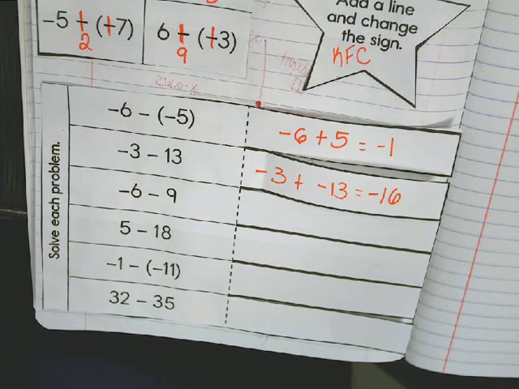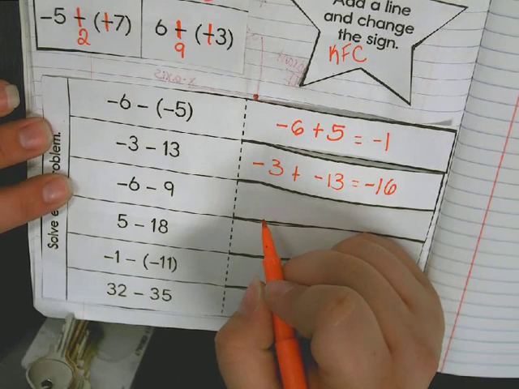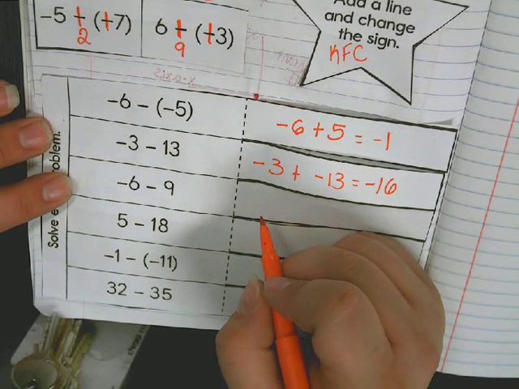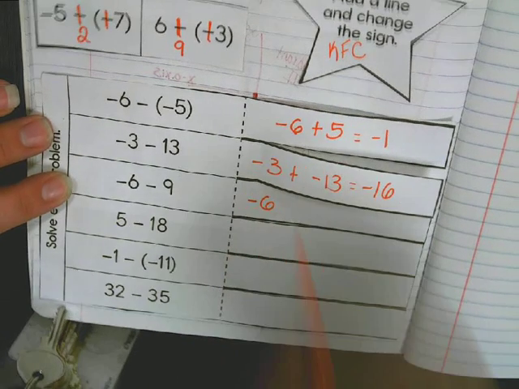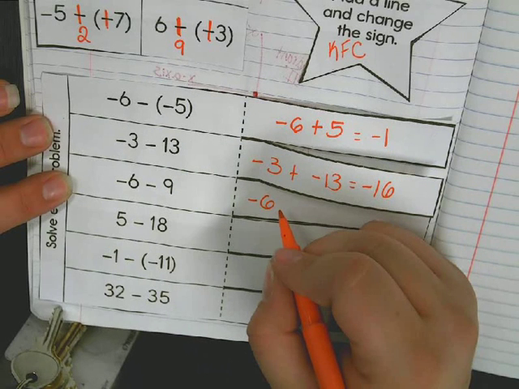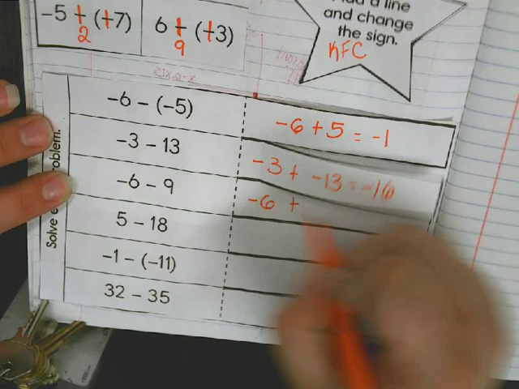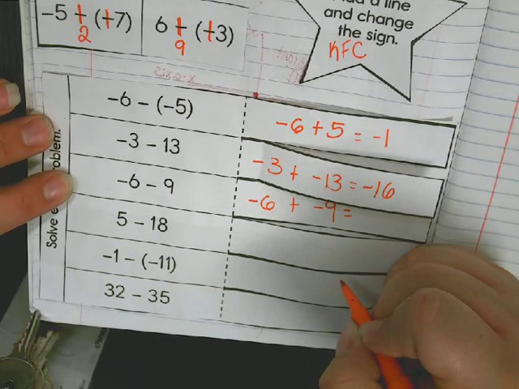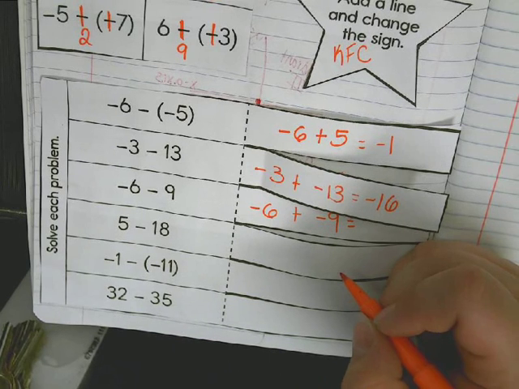-6 minus 9. How am I going to rewrite it? -6. Now let's give somebody else a chance. Kylie? -6 minus -9. Plus. Very good. So -6 plus -9 gives me what? -15. Thank you.